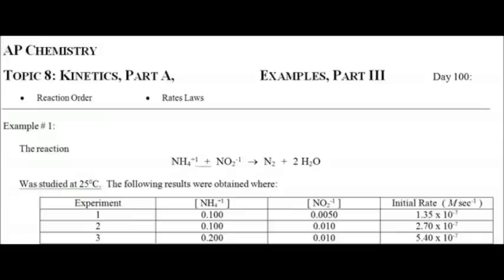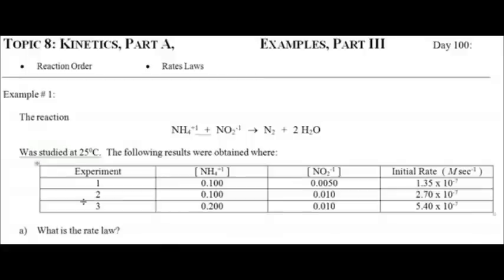This is Mr. Craig, and this is examples part 3, where we're going to work out 2 problems. What we have here is the reaction where ammonium and nitrite react to form nitrogen and water. What I want you to recognize is we have 3 experiments here, 3 trials, 1, 2, and 3, and we have concentrations for the ammonium, concentrations for the nitrite, and the initial rates. So that data has already been provided for you.